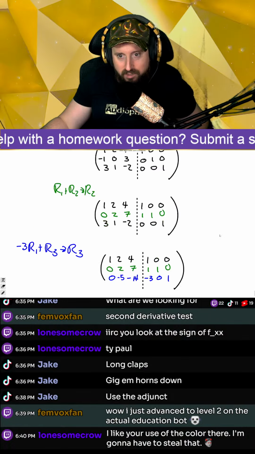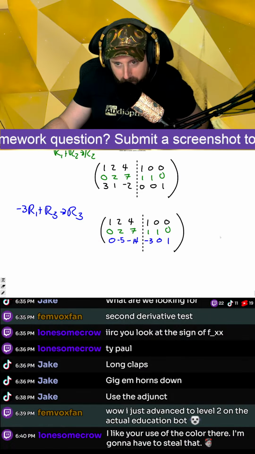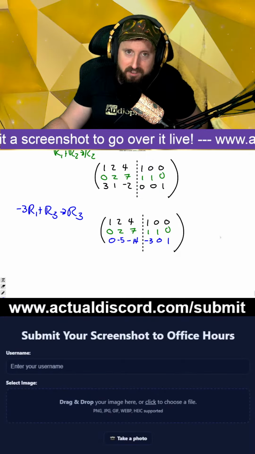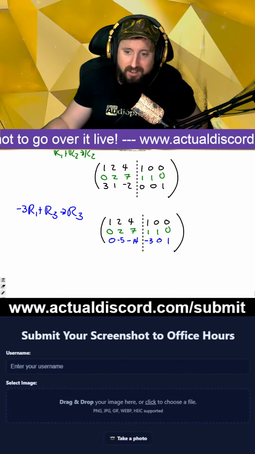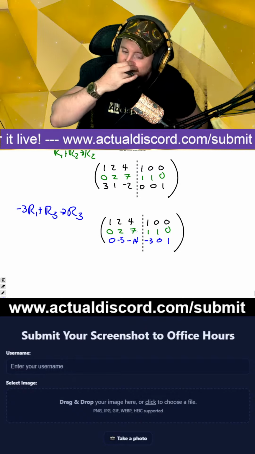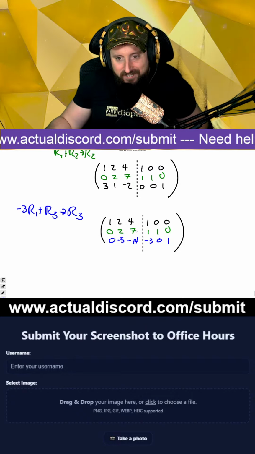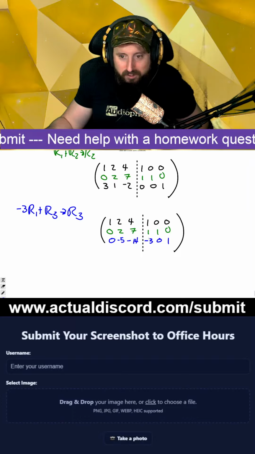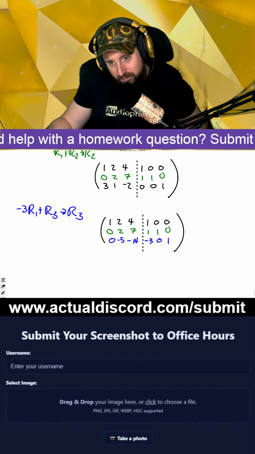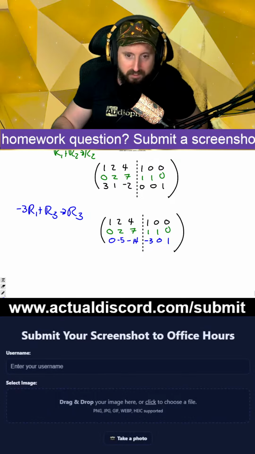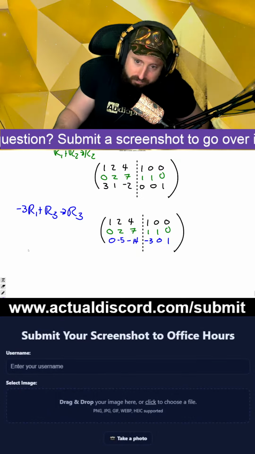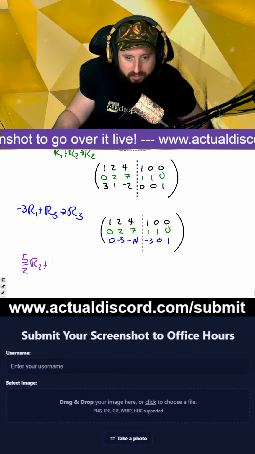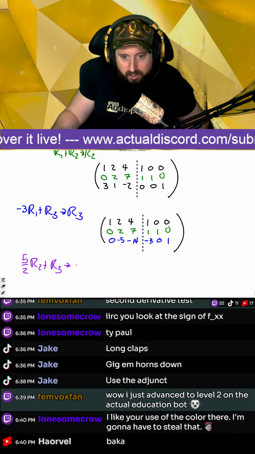You like the use of color? Yeah, it's just easy to see what the row operations are. Oh, I don't want to multiply one of these by 5/2, dude. It's gonna suck. I just don't want to. Fine. And I have to do this one. Is what I have to do, right? Yeah. I have no choice. I'm stuck. Fine. Okay. So, 5/2 R2 plus R3 implies R3.